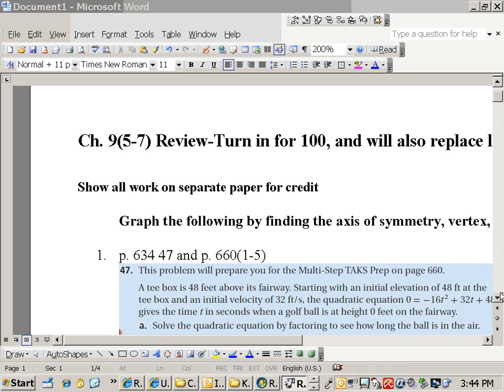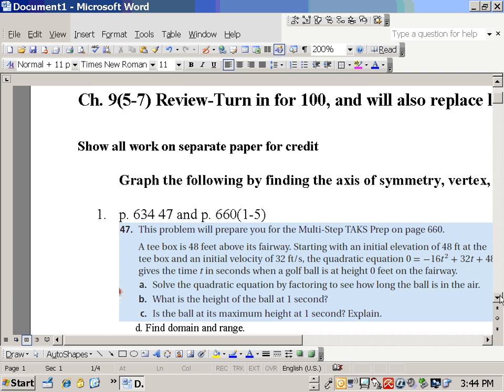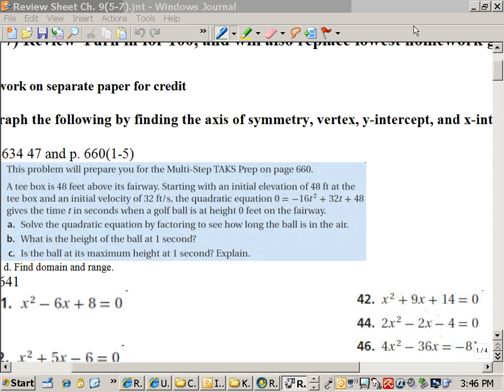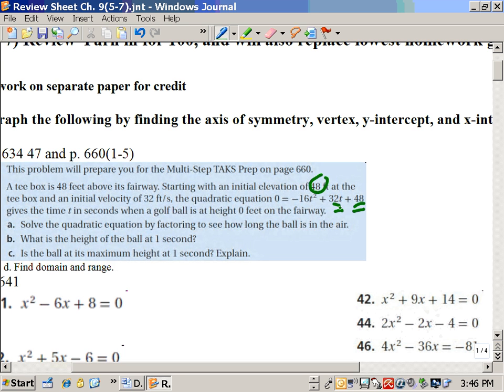All right, the first thing that we're going to do here is 634, number 47. This 660 that's right here, you can do that tomorrow, all right? So this is the first problem. We have a tee box that's 48 feet above the fairway, starting with an initial elevation of 48. So the 48 is going to go here on the end. An initial velocity of 32 feet per second.